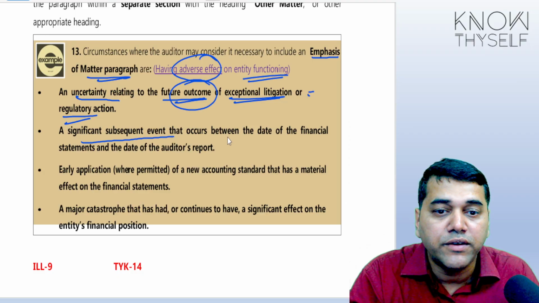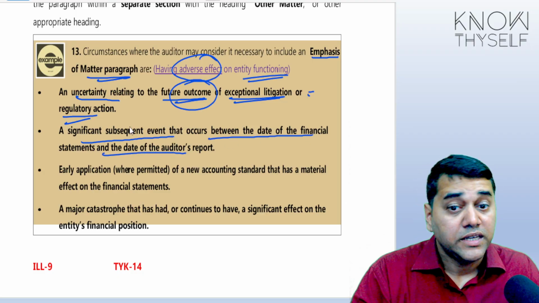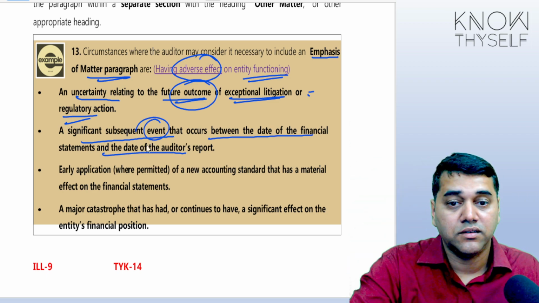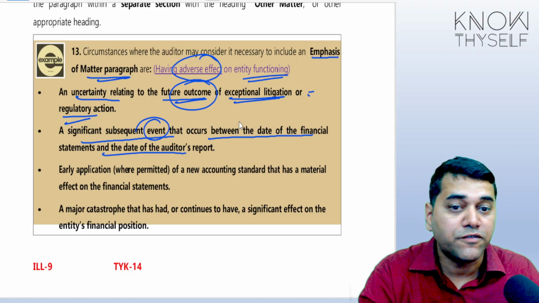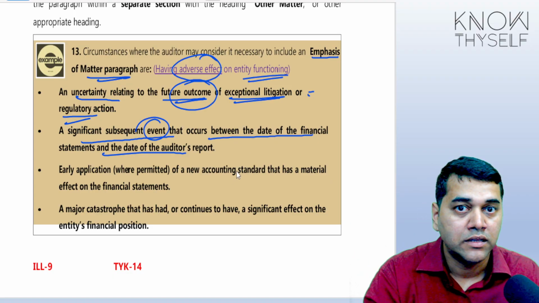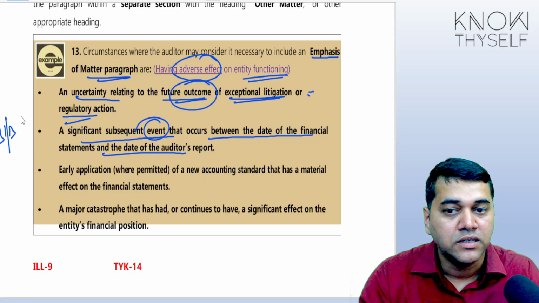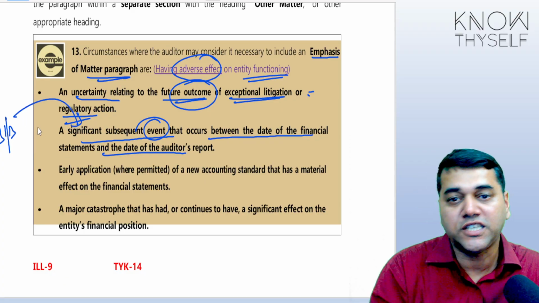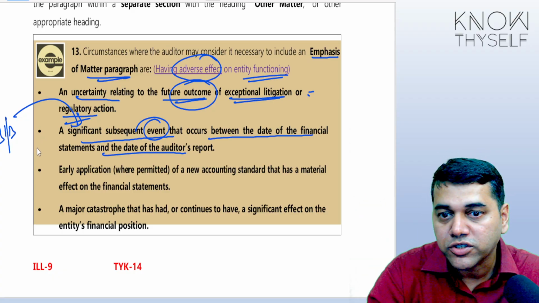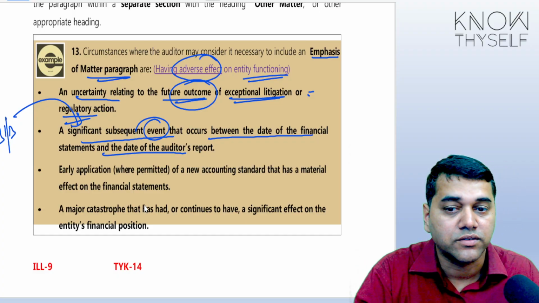A significant subsequent event that occurs between the date of the financial statement and the auditor's report. That means the event itself occurred between the date of the financial statement and the date of the auditor's report. That fire happened. Now this is the disclosure. See, when you do the accounting, if anything happens before 31st March and gets confirmed, then it becomes an adjusting event. If anything happens after 31st March, it requires only a disclosure. That disclosure, if it's significant, then you can bring it as an emphasis.